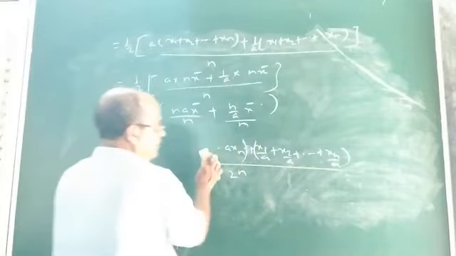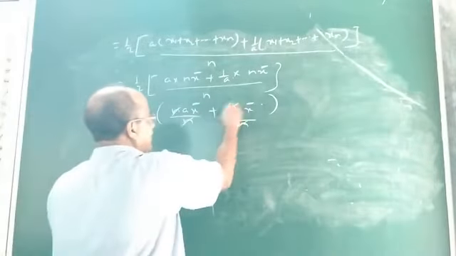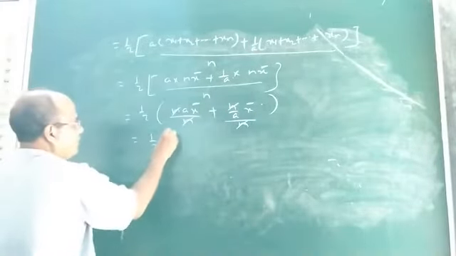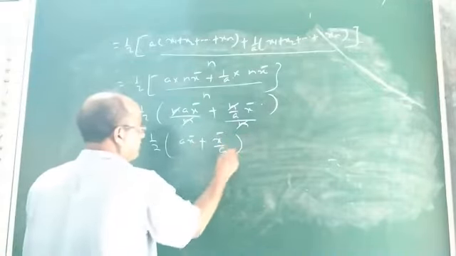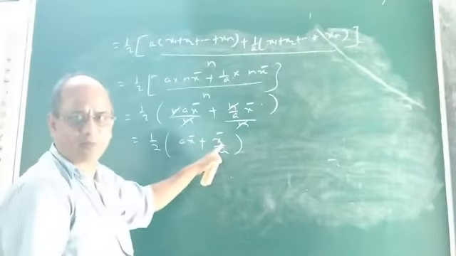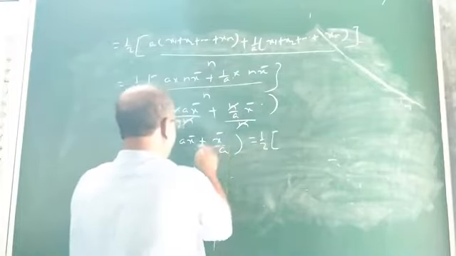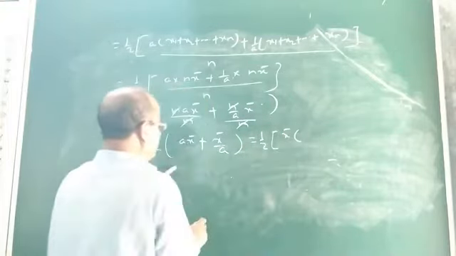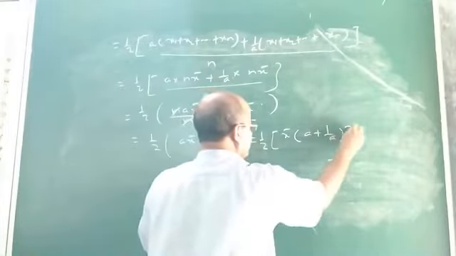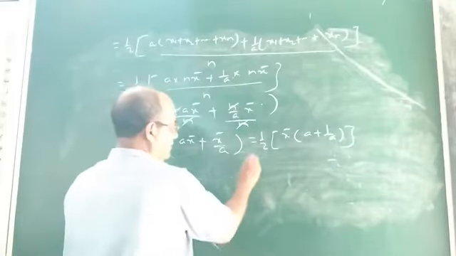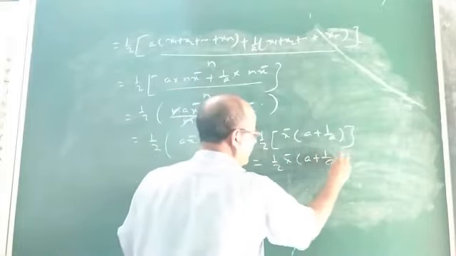Okay. Now on further simplification, see, n and n cancel. Here n and n cancel. So what will be obtained? 1 by 2 into a x bar plus x bar by a. Now again look, x bar can be taken common. So this is half into x bar common. So what will be left? If x bar is taken common, it will be a plus 1 by a. So this is the final answer. Therefore the required mean is half x bar into a plus 1 by a.